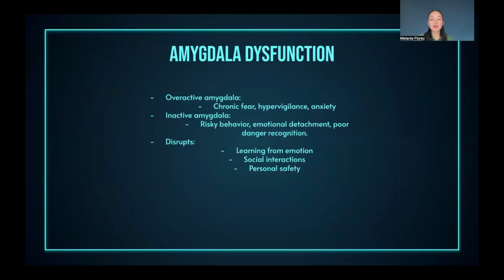However, when the amygdala malfunctions, emotional regulation becomes unbalanced. Overactivity leads to anxiety and chronic stress, while inactivity causes emotional blunting, apathy, and risky behavior. These dysfunctions can result from trauma, brain injury, or neurochemical imbalances, and disrupt the brain's ability to interpret and react to emotional and social cues.